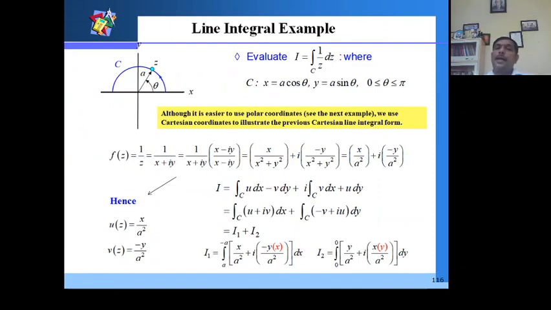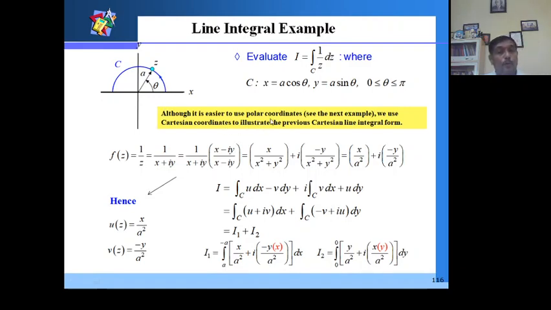Now we will give some examples related to line integrals. Evaluate the integral I is equal to the integral upon C of 1 by z dz. Here it is given in parametric form. C is given by x is equal to a cos theta and y is equal to a sin theta, and theta lies between 0 to pi. First we can draw a diagram in the Cartesian plane. Here a is the radius and theta is the angle, with theta from 0 to pi.